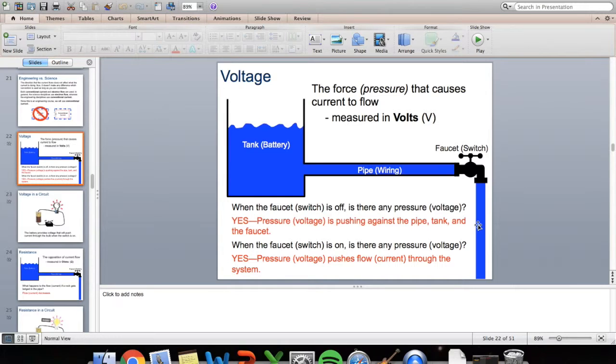So here you go. It's that pressure that's caused by the battery or the electrical generator or whatever you have right there that's pushing those electrons through the circuit. So the higher the voltage, the more, not force, but the more pressure, the more push behind the electrons there is.